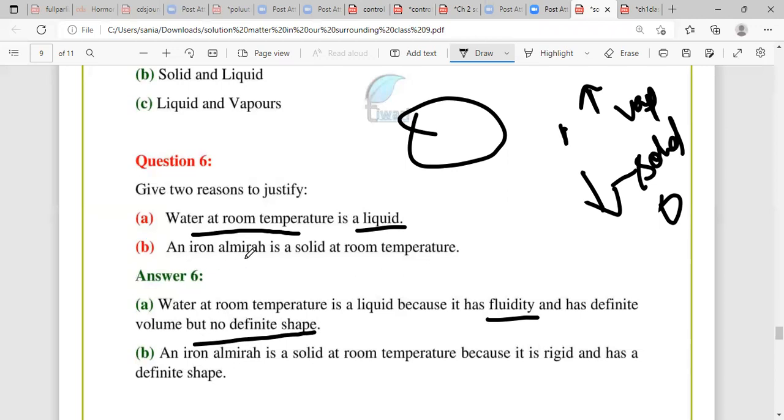And next, an iron almirah is solid at room temperature because it is rigid and has definite shape. So quickly write it down.